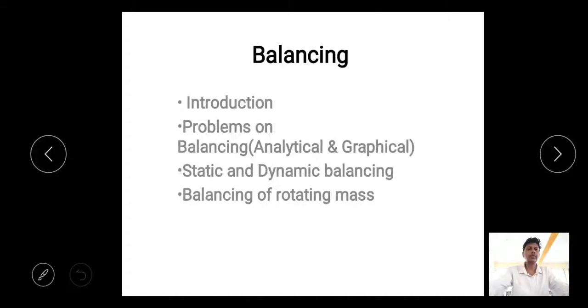Students, so we were discussing the balancing chapter. We have just covered the introduction part about balancing, what is balancing. Then we are now discussing problems on balancing. We have just covered two problems on balancing, so today we will be taking the third problem on balancing.